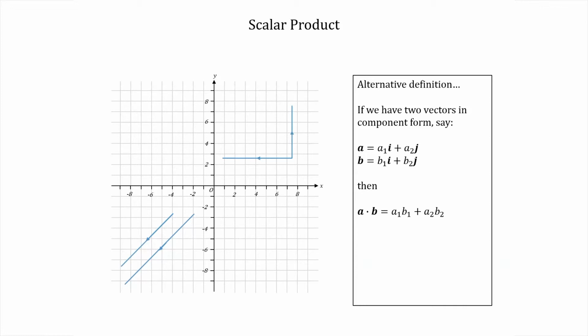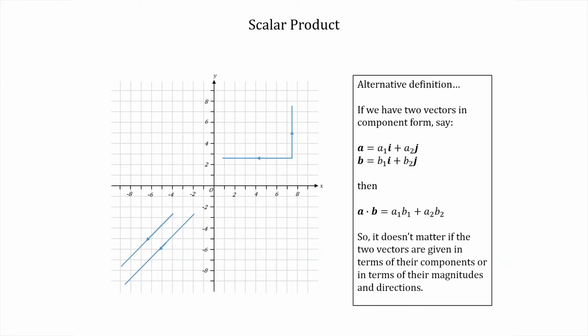Using the cosine rule for triangles, we could show that this definition is equivalent to the first definition we gave, but we won't go through that proof here. Taking these two definitions together, we have all the tools to calculate the dot product, regardless of what forms our vectors are given in.